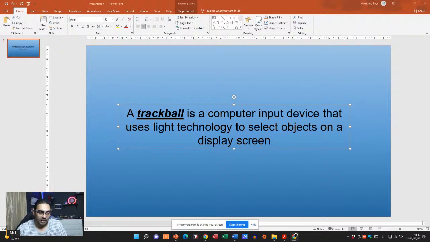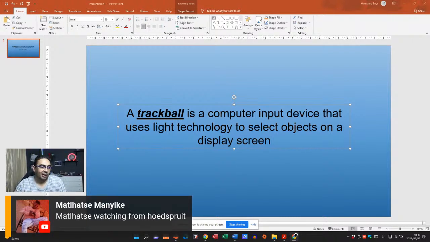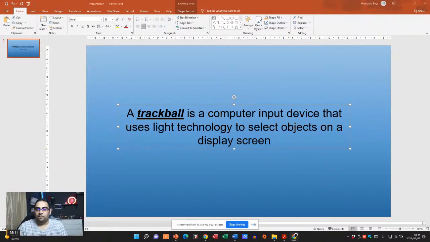Oh, we've even got Hoedspruit in the house. Oh, welcome, welcome.